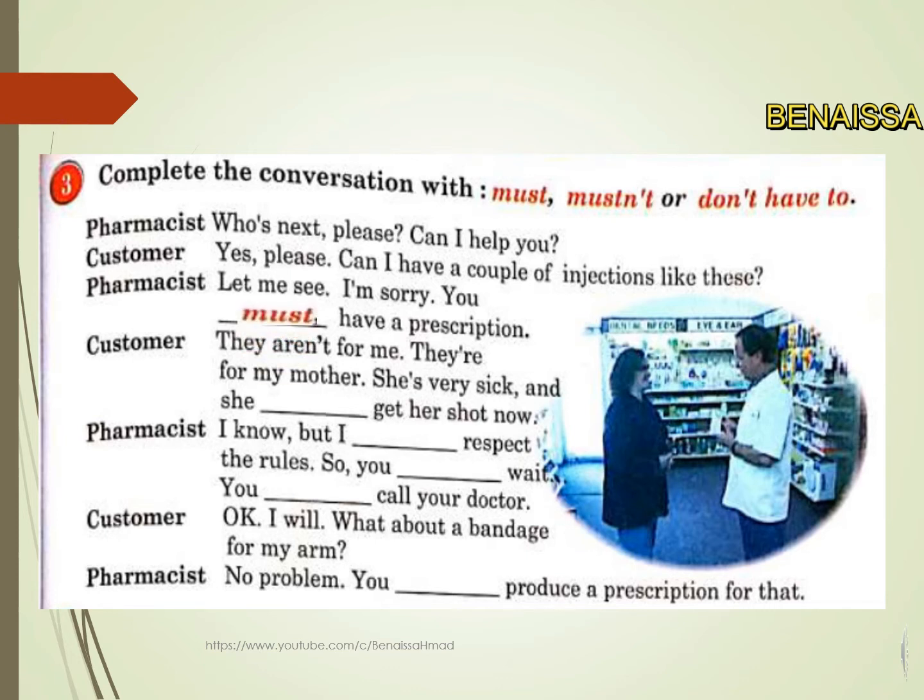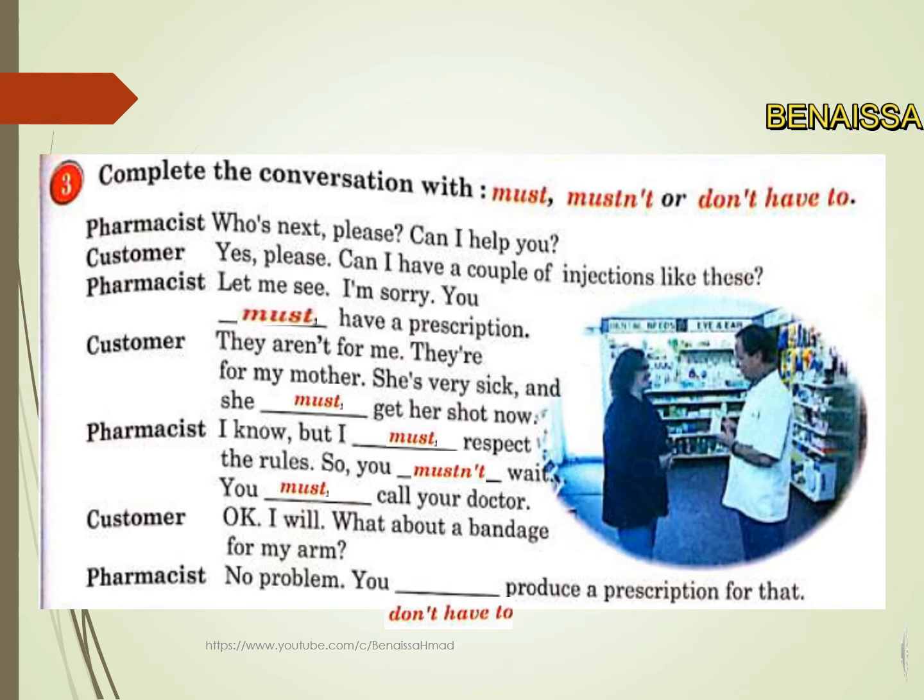Here is the correction. The first one is must. Second is must. So here is obligation. مفروض عليك أن تقوم بها. Third, must, there is obligation. Mustn't, so there is prohibition. Must, obligation. Don't have to, there is no obligation.